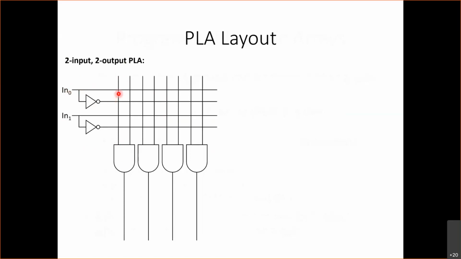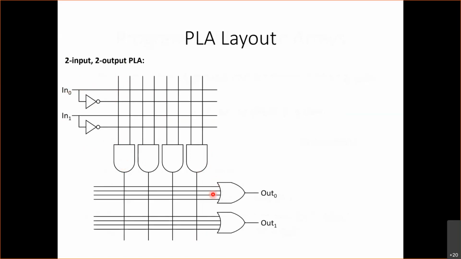Now, there's not going to be a connection here by default, but a programmer can come and burn a connection over here or program a connection over here if they would like this input to go into this AND gate. And then finally, the outputs of these AND gates are going to be intersected with OR gates. So we're going to have these OR gates that correspond to the 2 outputs. So we'll have an OR gate for each output. And again, we have this intersection here between the outputs of the AND gates and the inputs to the OR gates. Okay.